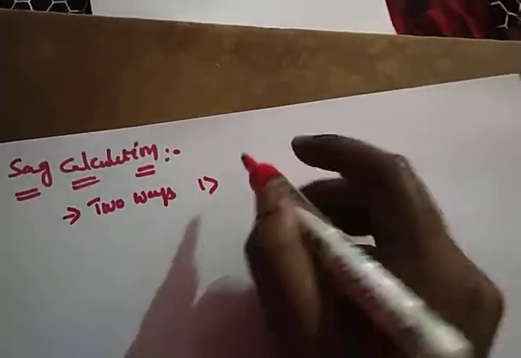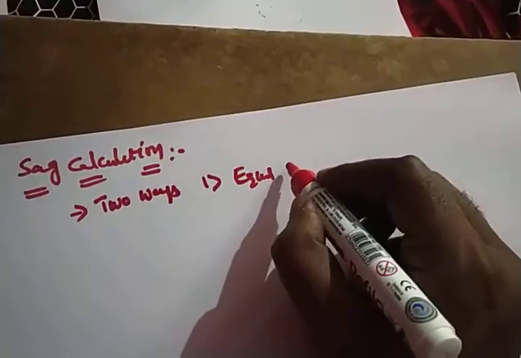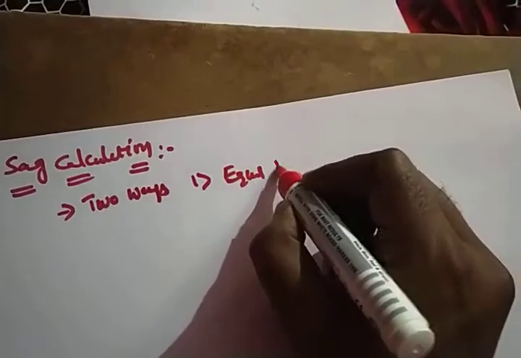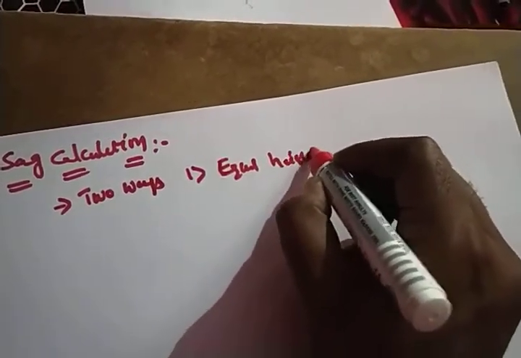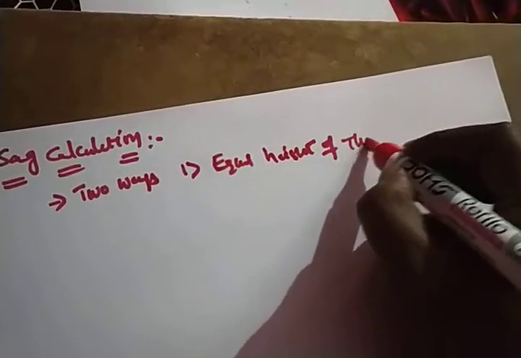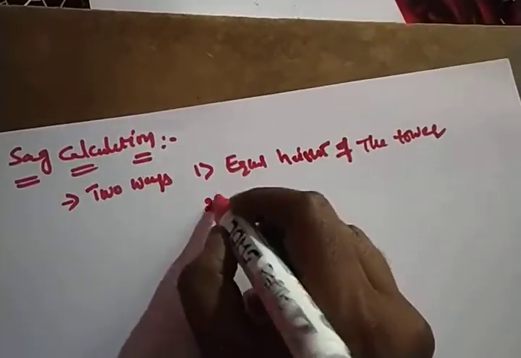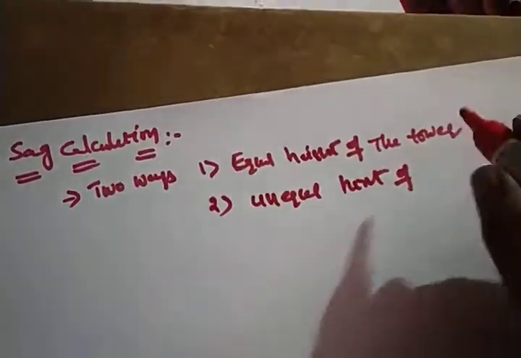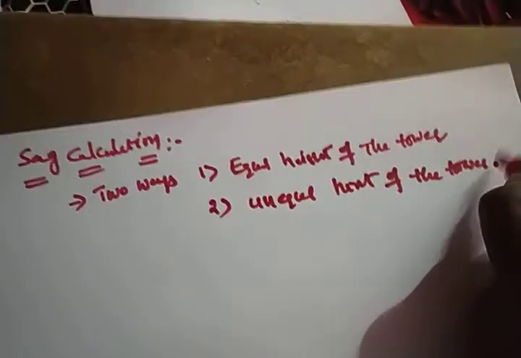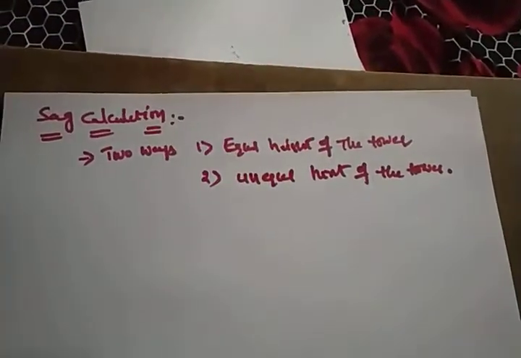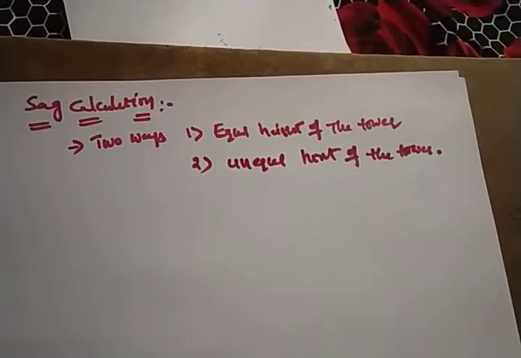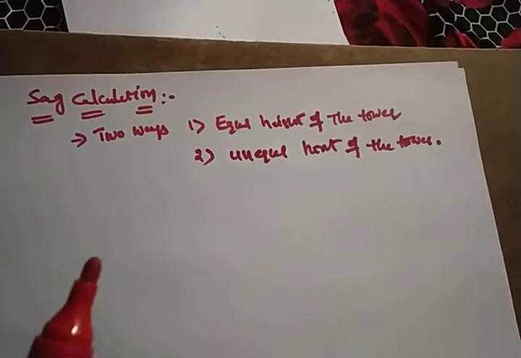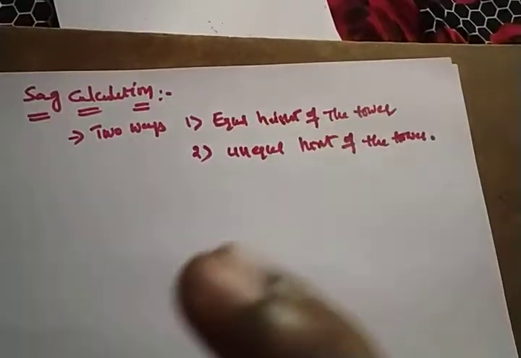The first one is equal height of the towers. If the two towers are equally high and the transmission line is placed between the towers, right? Equal height towers. And the second one is unequal height of the towers. So the sag can be calculated in two ways: for equal height of the towers, what is the sag value, and for unequal height of the towers, what is the sag value. These are the two things we need to remember in order to do the sag calculations.